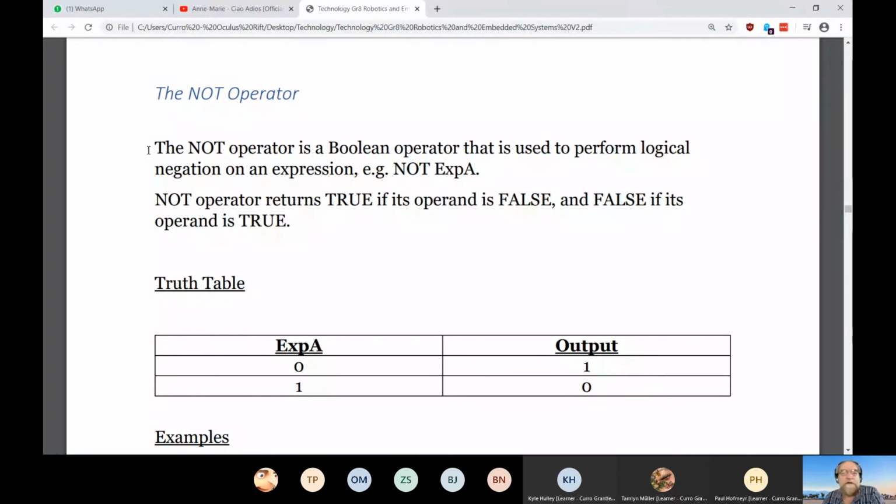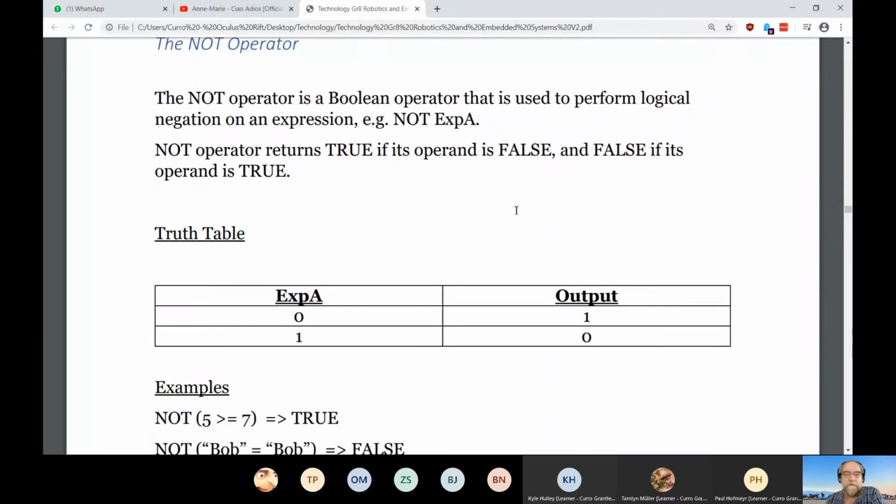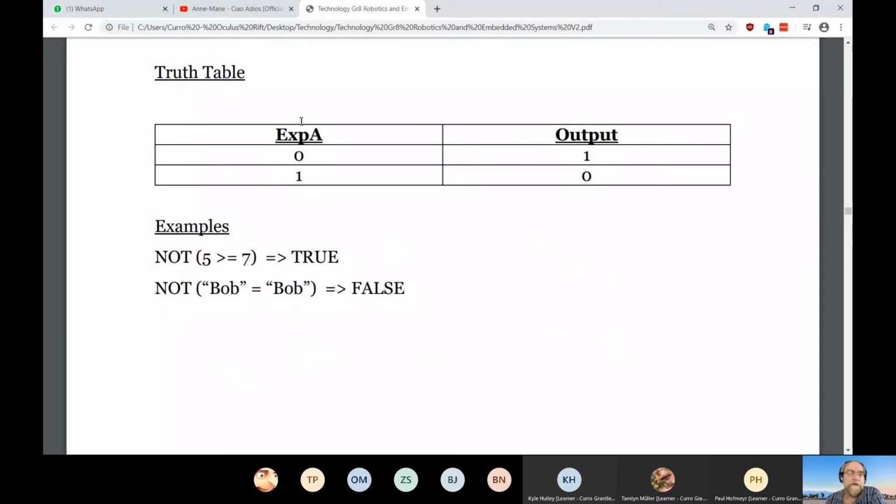So the NOT operator is a Boolean operator that is used to perform a logical negation. It flips it, okay? So the NOT operator gives us a true if its operand is false. So it takes an input and just flips it around. It takes a false and makes it a true, and it takes a true and makes it a false. That's its purpose. And you'll see with NOT, there's only 1 input, not 2. So if the input is false, the output is true. If the input is true, the output is false.